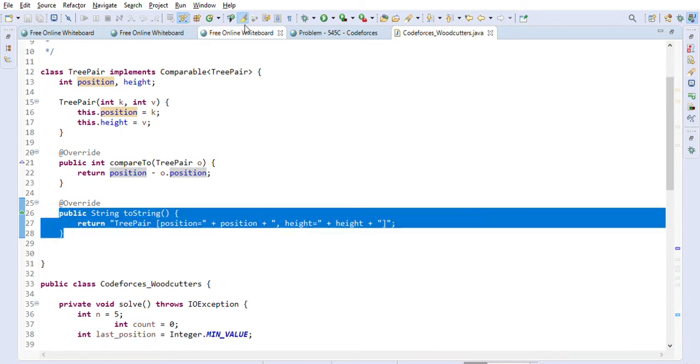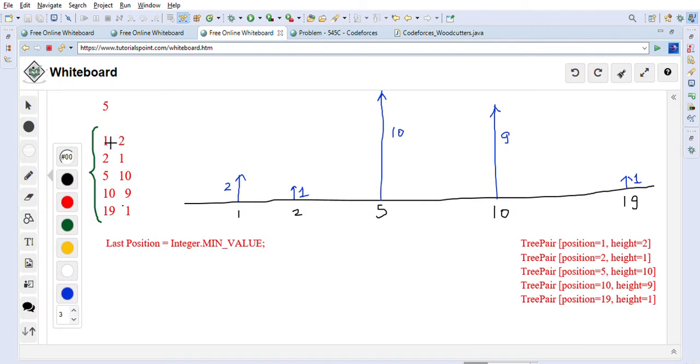So let's go back to our whiteboard. We will go through one by one and we will create the tree pairs, like position 1, height 2. As you can see, position 1, height 2, position 2, height 1, and so on, the last one is 19, 1. So these are all the tree pairs we have created from the input.